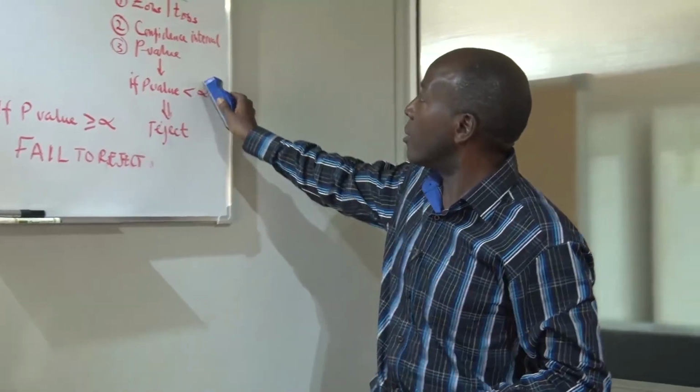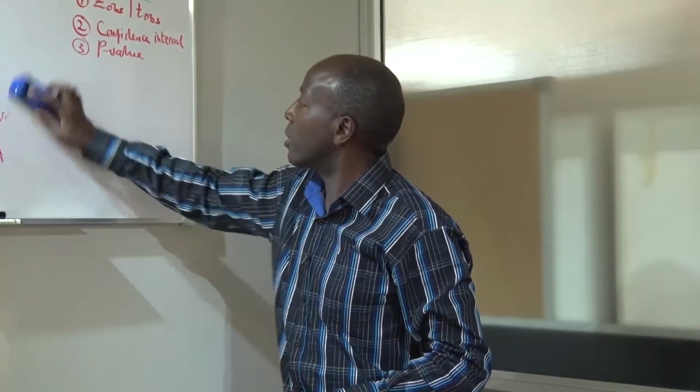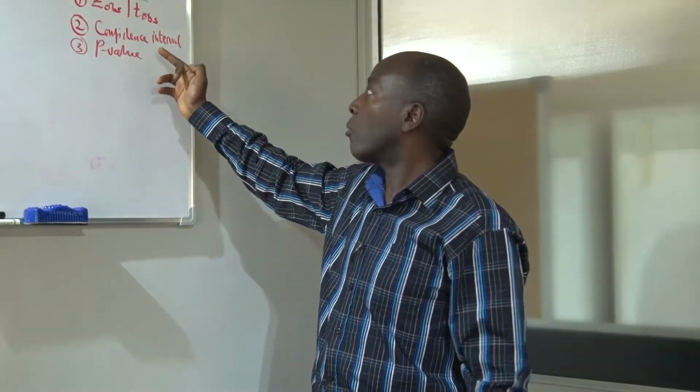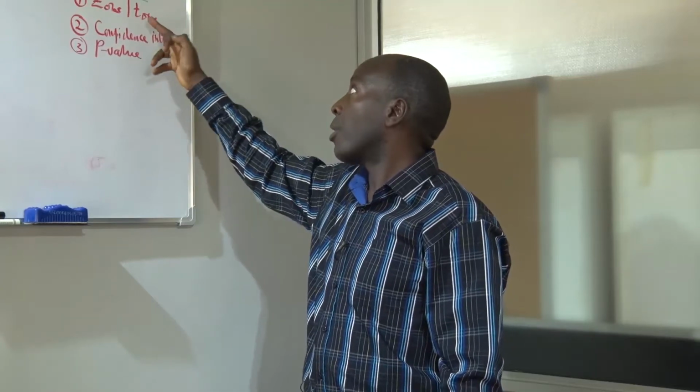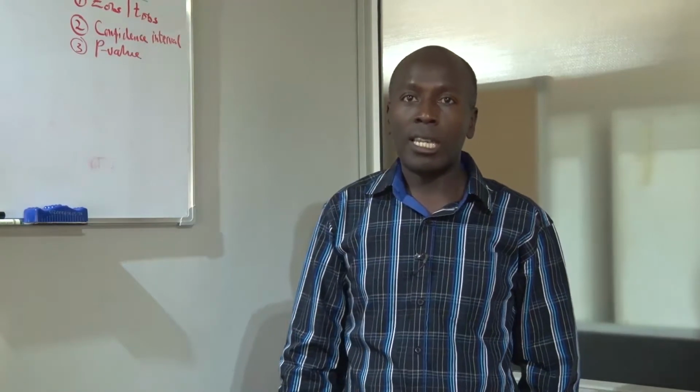So there are three ways in which we can reject the null hypothesis. 1, we can use the p-value. 2, we can use the confidence interval. 3, we can use the observed Z or T statistic. Now, these three will always agree if your data set is in good order.